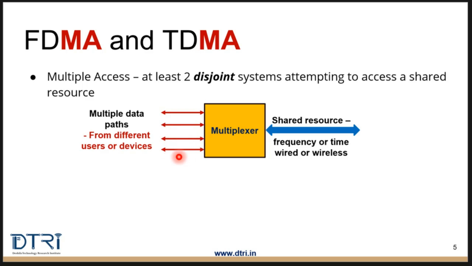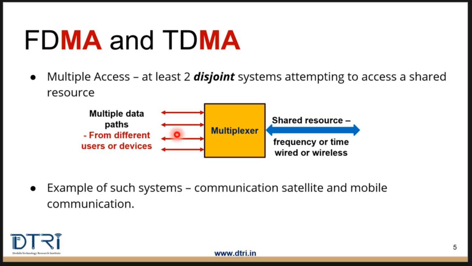When it comes to devices, say it could be a smart meter attempting to send data over a shared network, and another data path could be used to control a traffic light in a smart city system. Example systems are communication satellite and mobile communication.